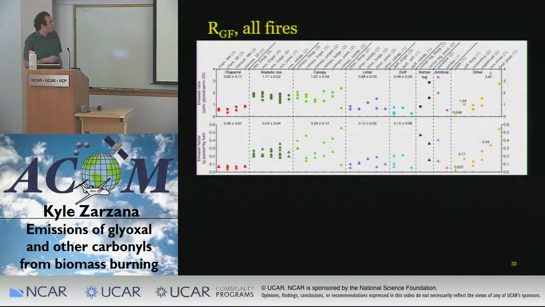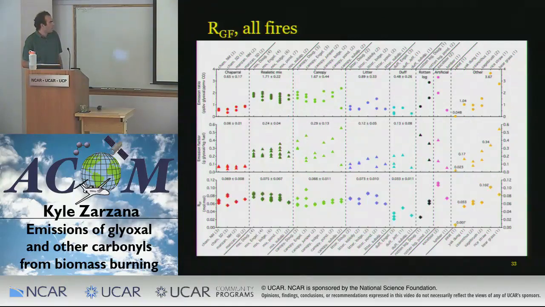And so again, we have the emission ratios and emission factors. There's some scatter in them, both between groups and within groups. But when we look at the Glyoxal to formaldehyde ratio for all these burns, they're generally very consistent. So chaparral and litter, which had very low Glyoxal to CO emission ratios compared to these realistic mixes in canopy, had almost the same Glyoxal to formaldehyde emission ratio. And some of these other burns didn't have different Glyoxal to formaldehyde compared to the canopy and realistic mix.